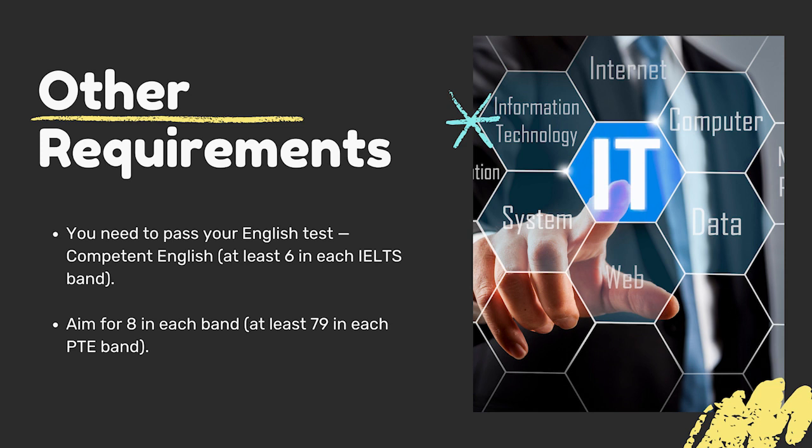So you probably need to be aiming for 8 in each band, and a lot of people actually sit the PTE English test instead, which equates to 79 in each band, which would be superior English. And that's just across the board because that's what everybody else is scoring. So when my clients ask me, do I need to score 8 each? I say, yeah, you do, because like the other applicants in the pool, they're scoring 8 in each band as well.